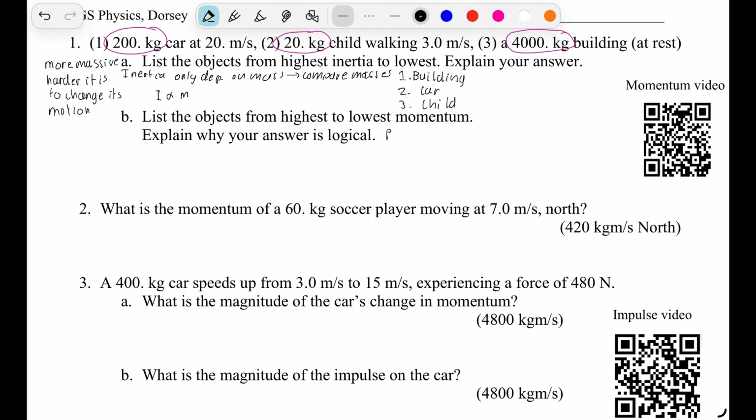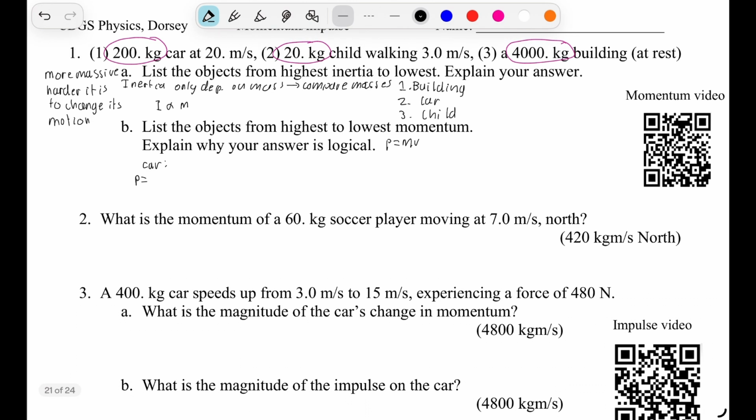So we know momentum is going to be P is equal to mv. So then you calculate each momentum. For the car, P is equal to mass times velocity. Let's do the car first. The car is going to be 200 kilograms times 20, which is 4,000 kilograms times meters per second. Now for the child, it's going to be 20 kilograms, moving at 3.0 meters per second.